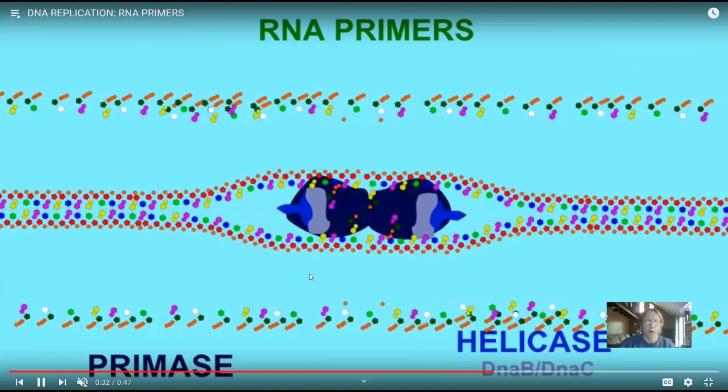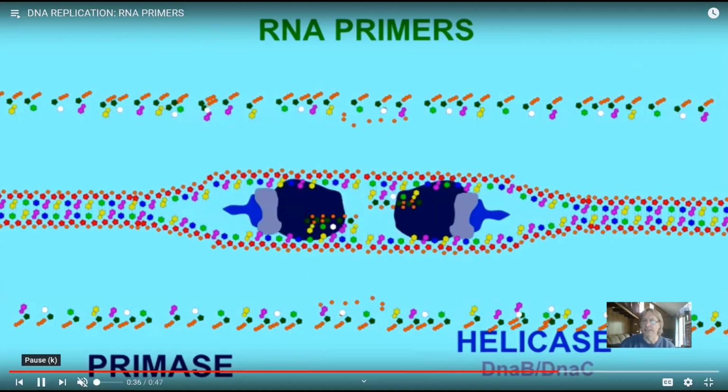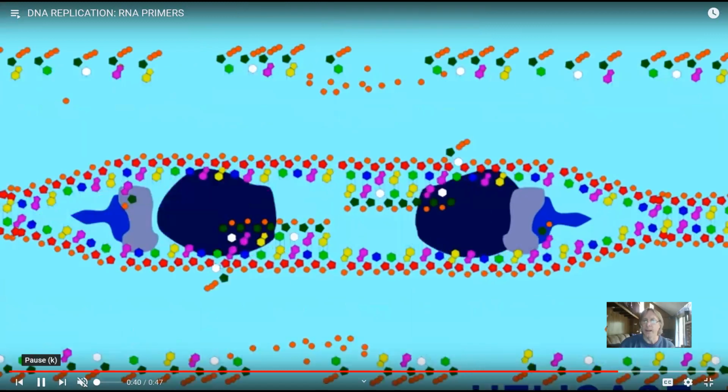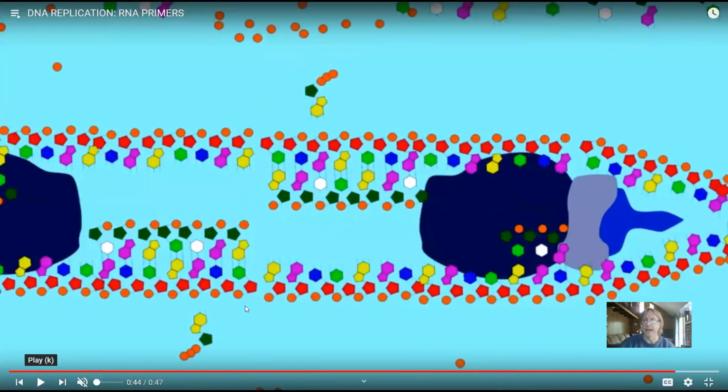If you notice then, we have ribose in the nucleotides which are coming in, and in addition we have uracil, which in this animation is white, as opposed to thymine in the DNA, which is blue. So here, as we go along, it is RNA nucleotides which are being added to form a short RNA primer. So we're going to begin the process of making new DNA by making RNA.